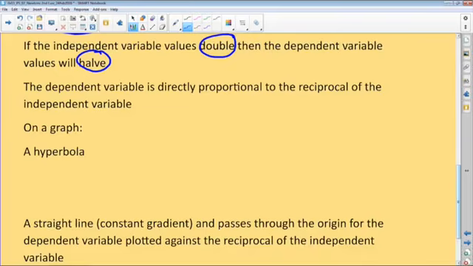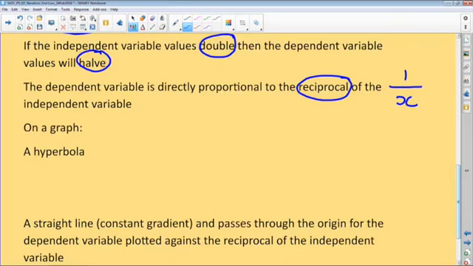Dependent variable is directly proportional to reciprocal. Okay, goodness, what does this word mean? Reciprocal means, in maths terms, 1 over. So I'm going to say here 1 over x. So my reciprocal is, in mathematical terms, the 1 over. Puts it into the bottom of the fraction.